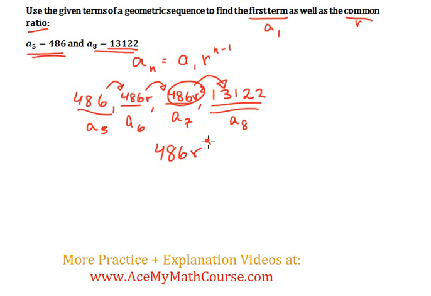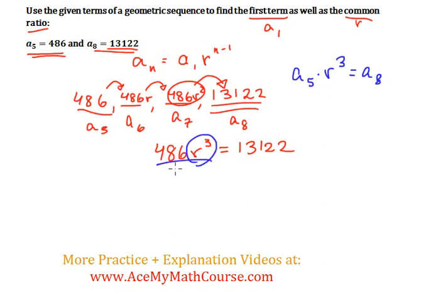So if I have 486 times r cubed, I get a8, which is 13,122. Isn't that great? Look at that. So a5 times r cubed will be equal to a8. Fantastic. Now I can just solve for r, and then we already have the common ratio.